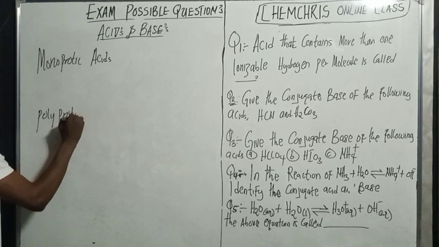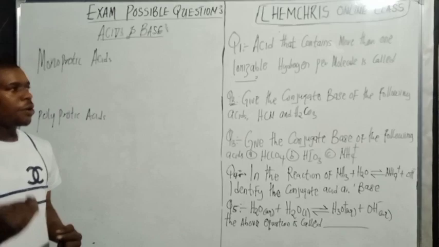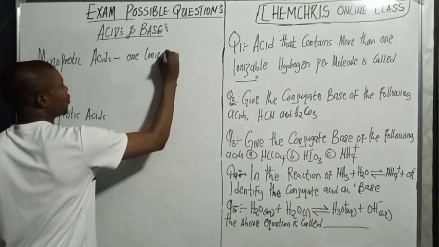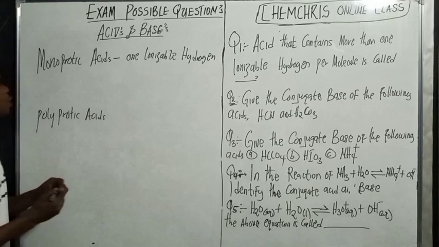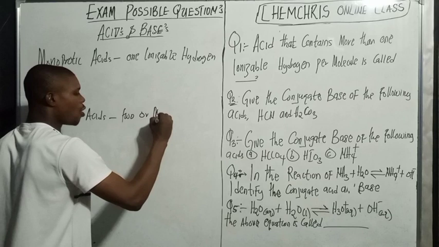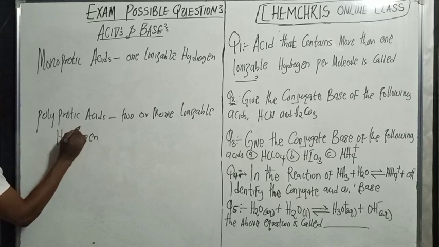Now, we are asked here, acid that contains more than one ionizable hydrogen is called dash. So monoprotic only contains one ionizable hydrogen. Again, monoprotic. So those acids that contain one ionizable hydrogen are called monoprotic, while those that contain two or more ionizable hydrogen are called polyprotic. Do you understand?